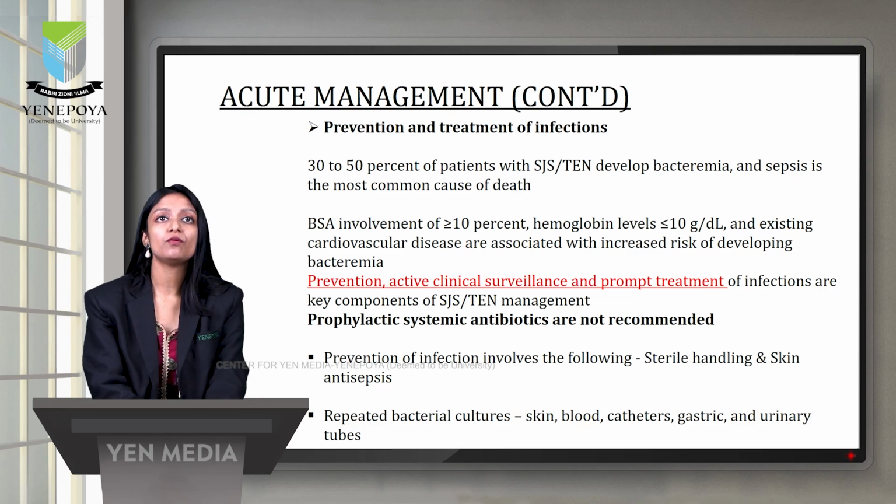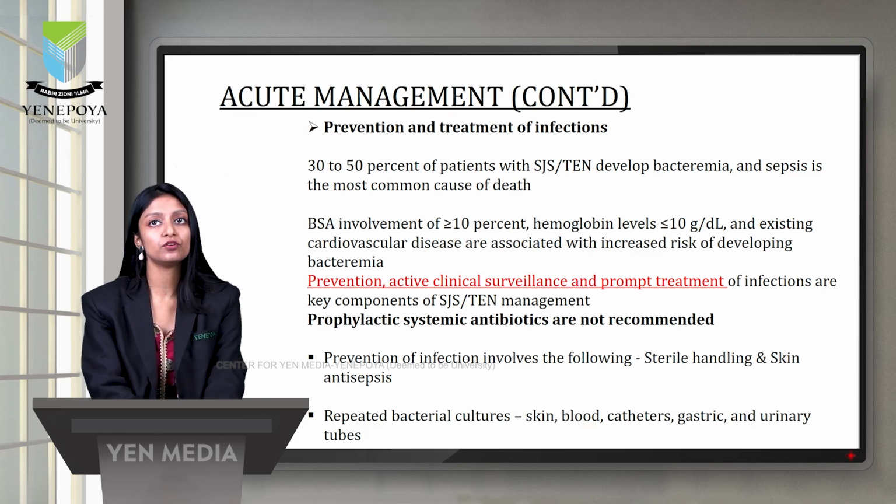So BSA involvement of more than 10%, hemoglobin levels of less than 10 g/dL, and existing cardiovascular diseases are associated with an increased risk of developing bacteremia. So these are the risk factors which will cause bacteremia, or these people will be prone to bacteremia without proper care. So what is our goal? Our main goal is prevention, active and clinical surveillance, and prompt treatment of infections.